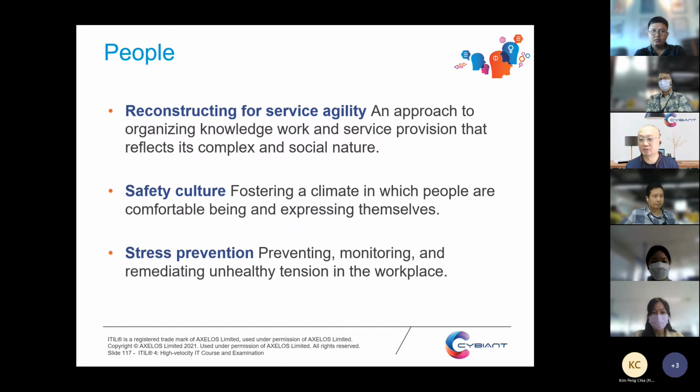Again, depending on the organization, some are very traditional. It's very top down. They don't allow people to express. But what high velocity IT says is that you need to actually encourage people to voice their concerns. It's the safety culture that is meant here. So it's not about don't have an accident, don't fall, don't crash. No, it's not that. Safety culture is being safe to express your view.